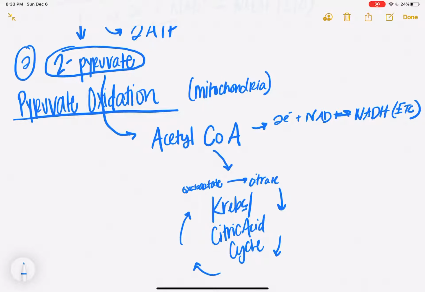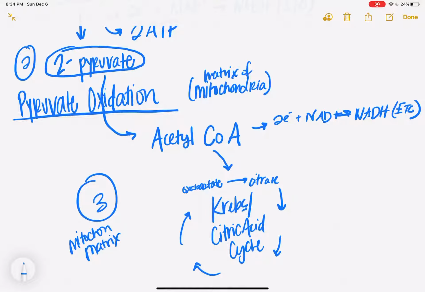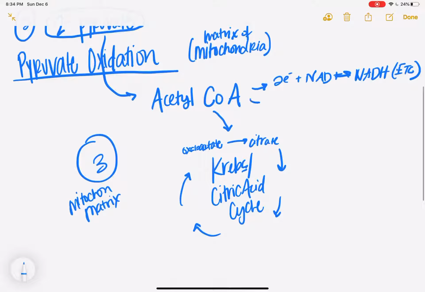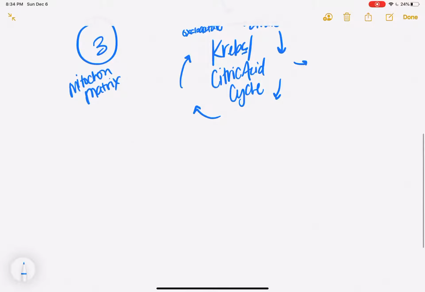Okay, and this is step 3. This is also in the mitochondria, the matrix. This is the matrix too. This step is also going to release CO2, sorry. This step is going to release CO2.